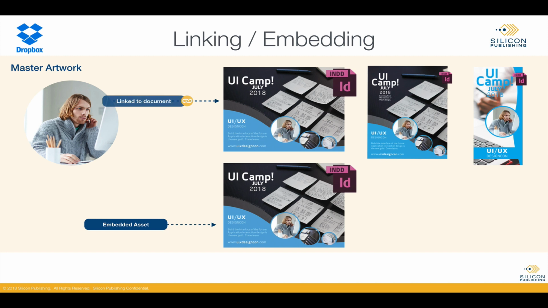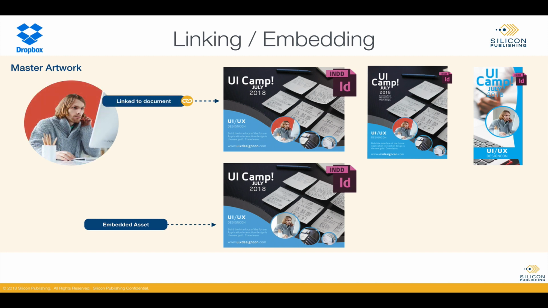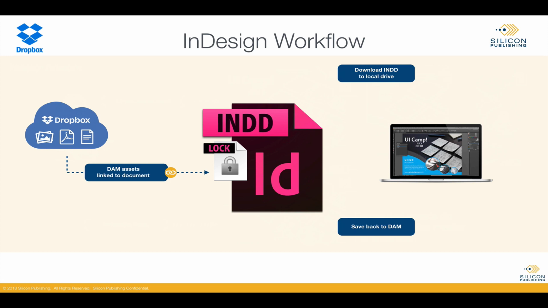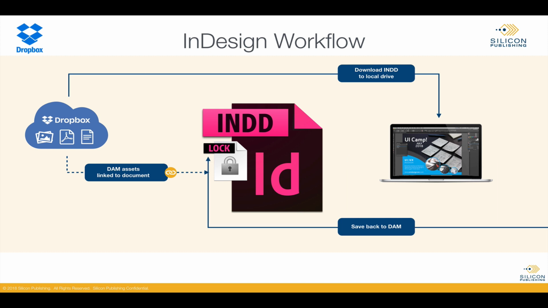As you can see, when an image is changed in the digital asset management system, every instance is automatically updated in the linked Adobe documents. This is true for every document using that image. Silicon Connector for Dropbox also lets you upload your InDesign file from your local drive, then save that back to the DAM. And of course, all DAM assets are linked to the document in real time.